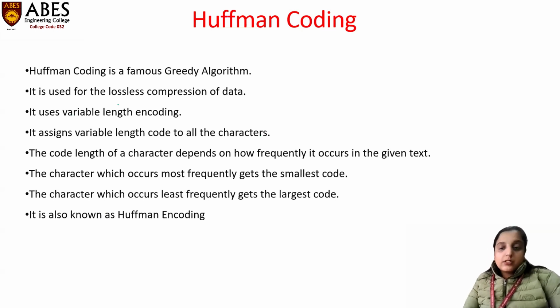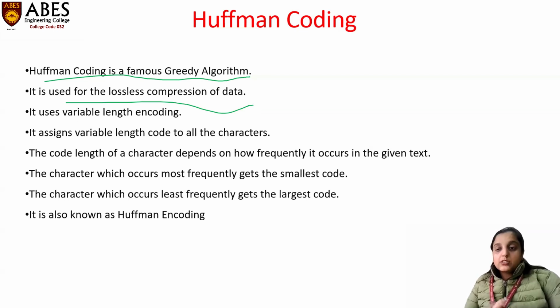As it is written, before going to the numerical, let's read these particular points. These are very important for Huffman coding. So Huffman coding is a famous greedy algorithm. It is for lossless compression of data, meaning our data should not be lost. It should not be with any unauthorized party. So we have to compress it. And when we apply this Huffman coding, that particular data will not get lost. It is a variable length coding.